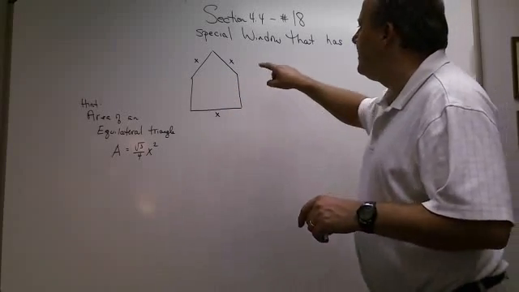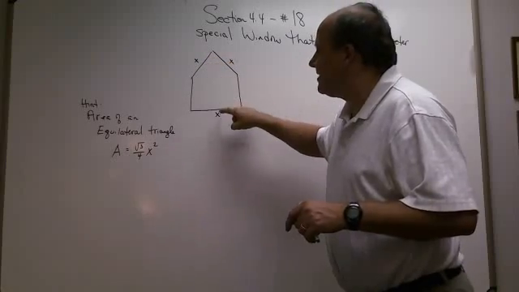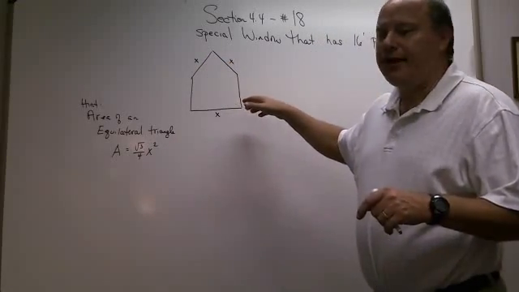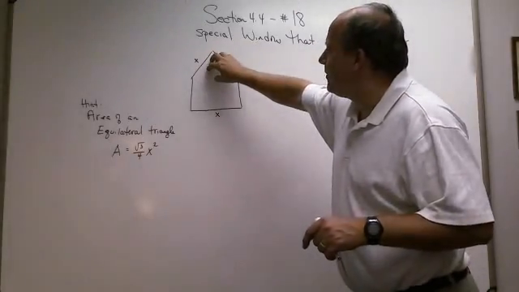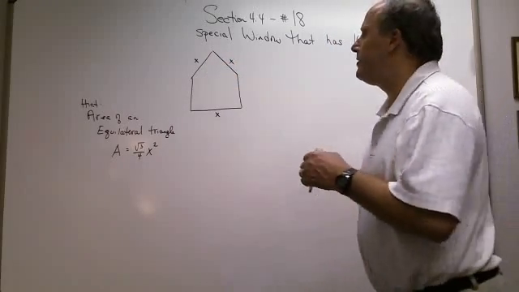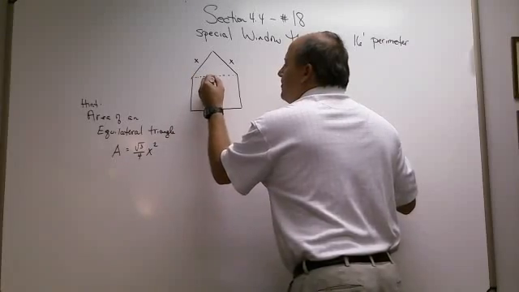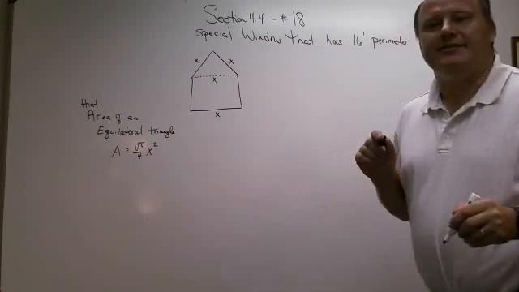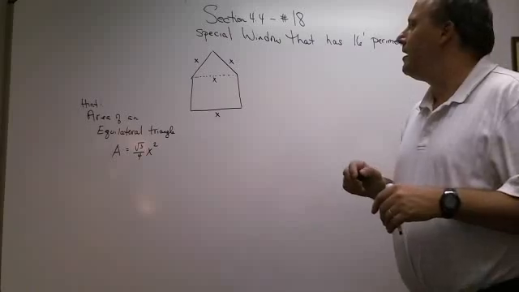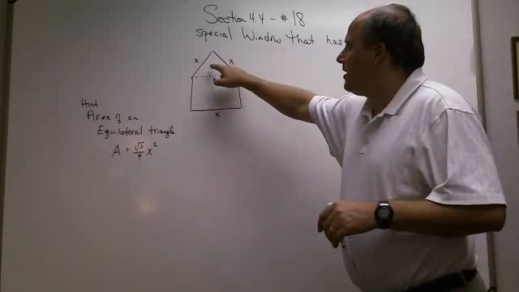Now, this is x, and this is x. That's given in the problem, okay? And then also, the top part of the window is in the shape of an equilateral triangle. An equilateral triangle means all sides have the same length, okay? And so that's what an equilateral triangle is.